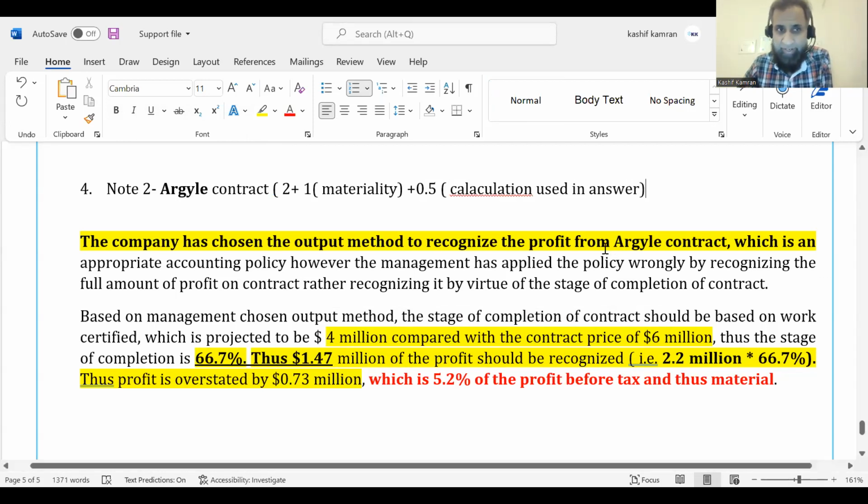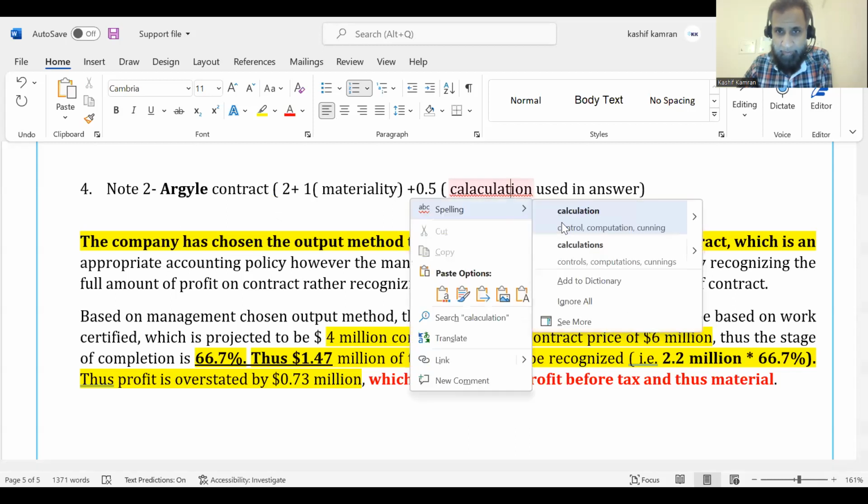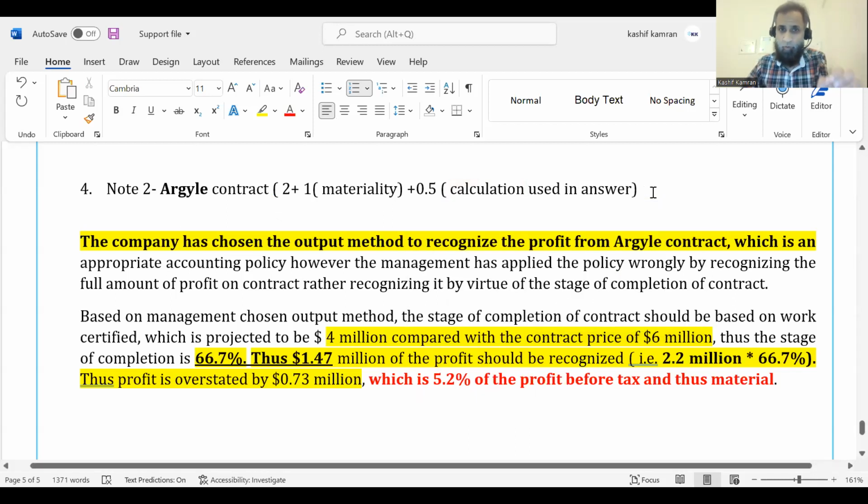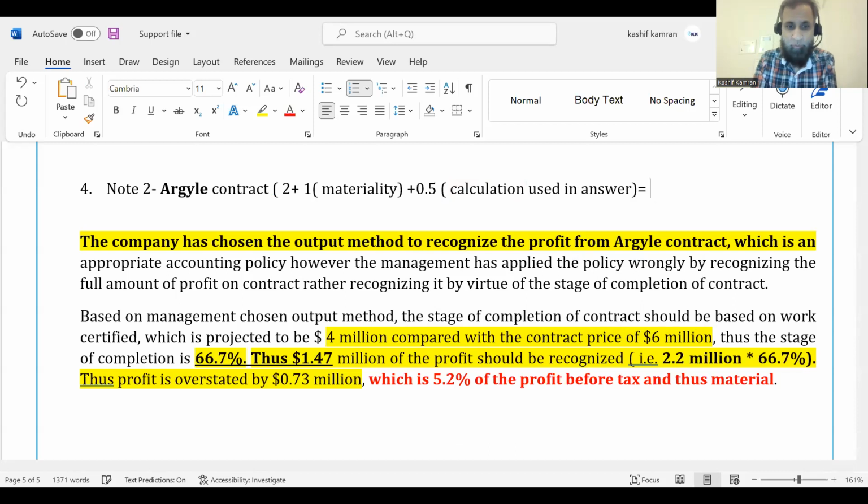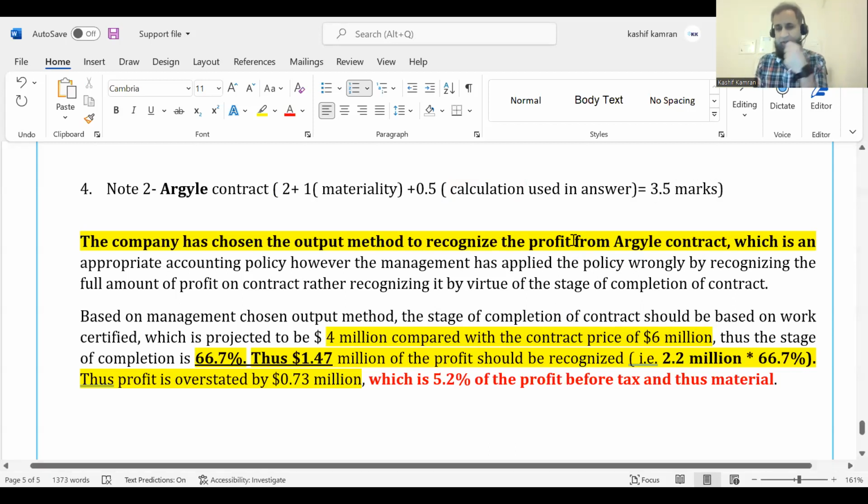So how many marks are we getting for note number 2 then? 2 plus 1 plus 0.5 is equal to 3.5 marks. So how many marks have we got? 3.5.